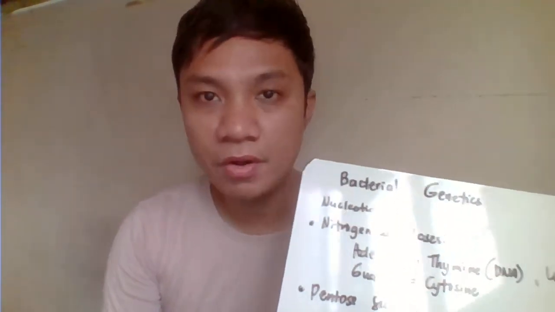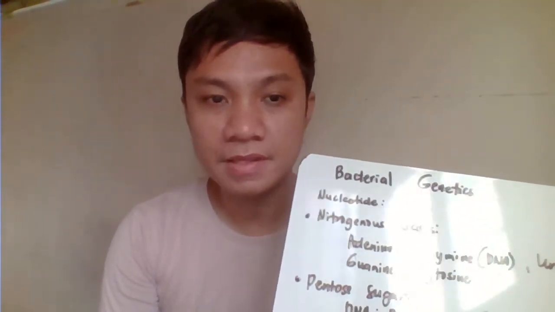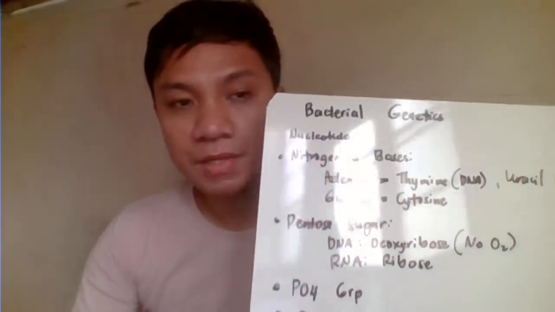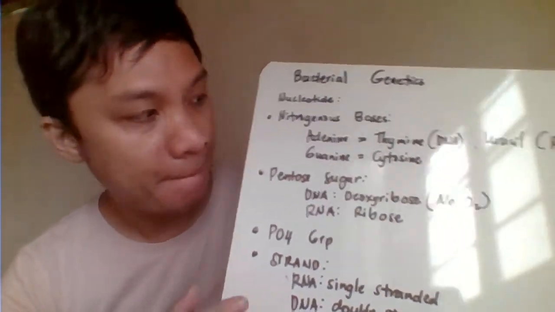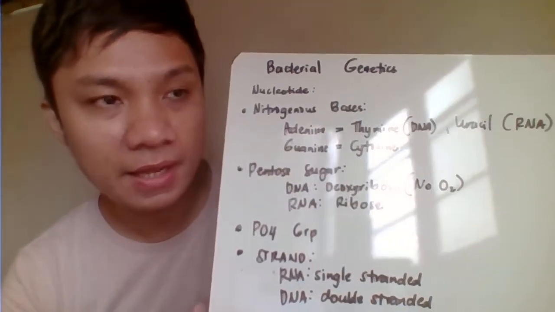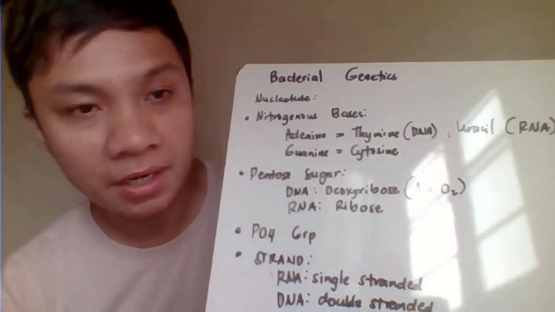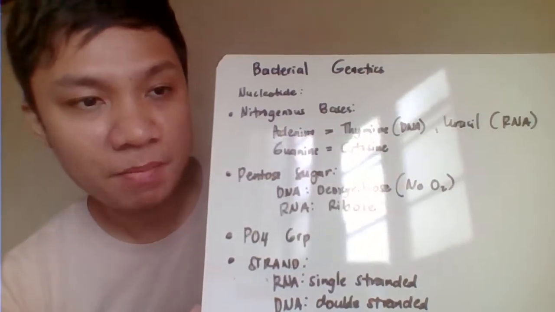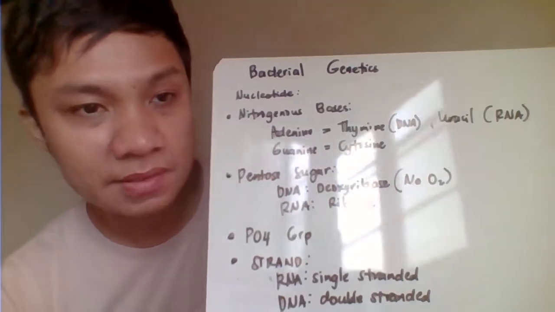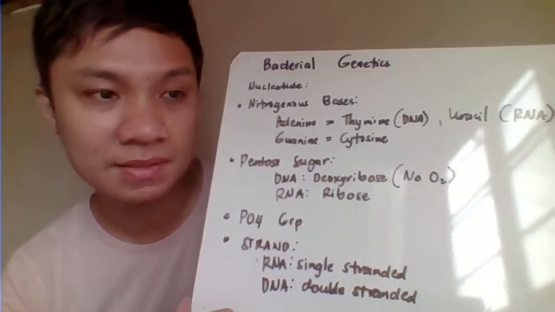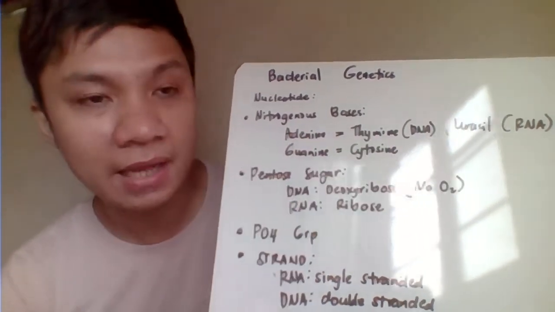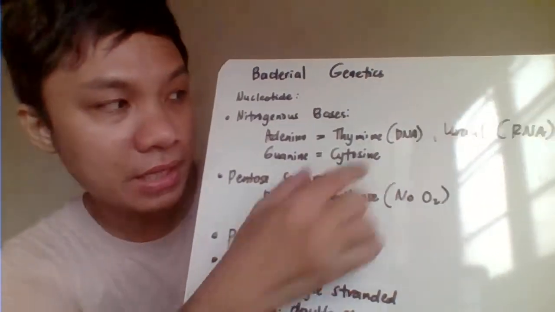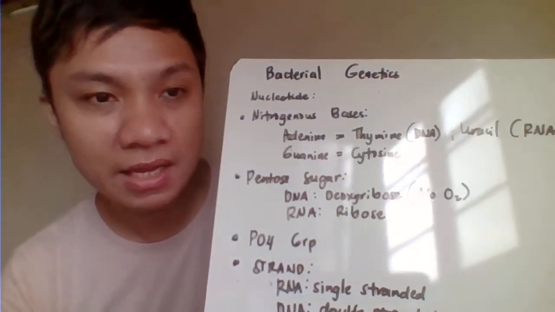Okay, so today we're going to discuss all about bacterial genetics. Before we proceed, we have here the basic structure of the DNA or the nucleotides. As a review, your nucleotides are made up of, number one, nitrogenous bases, and they have base pairing. Your A and T: adenine base pairs with thymine in the case of DNA.